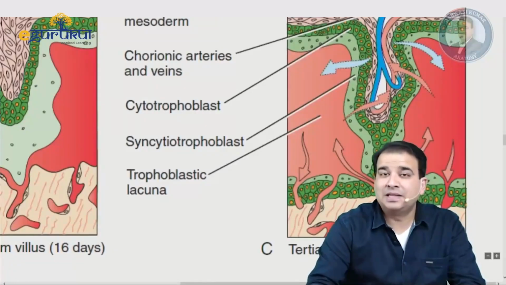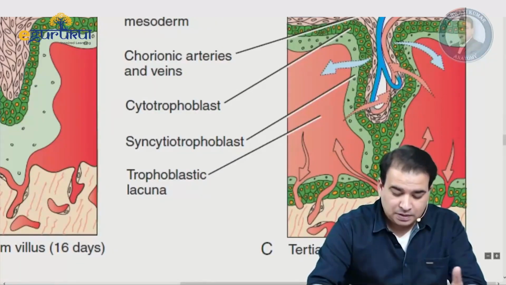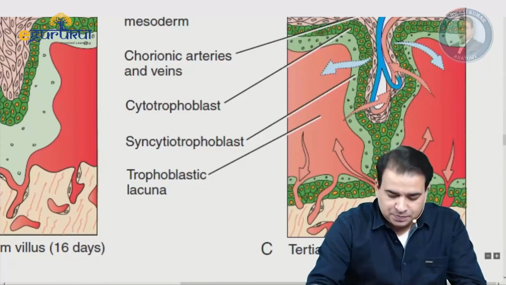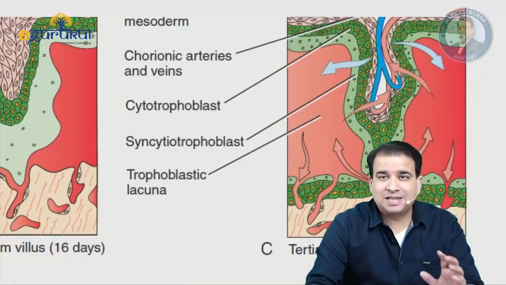lacuna which are formed inside the splanchno, or this one, what do you call it? The syncytial trophoblast. So this is the 21st day. That's the end of the third week.